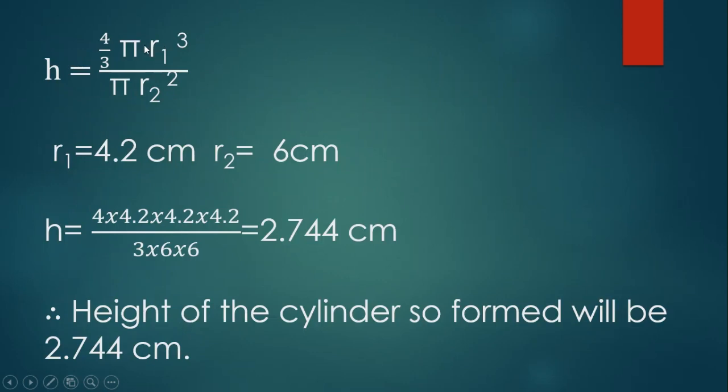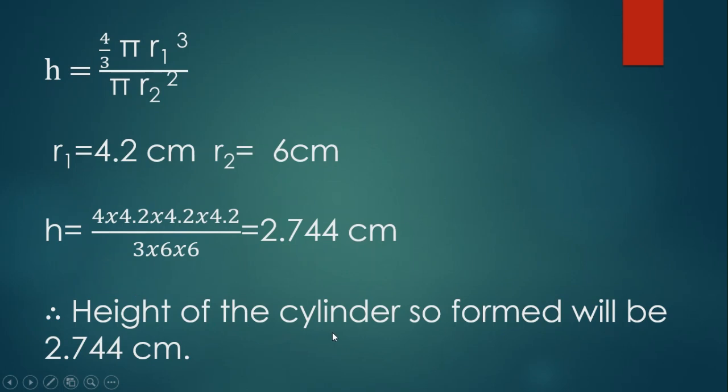Now pi and pi get cancelled, and r1 is 4.2 centimeters and r2 is 6 centimeters. It is given in the problem, so we are substituting all these values. So pi gets cancelled, the 3 comes in the denominator, so we can substitute the values here: 4 into 4.2 into 4.2 into 4.2, that means r1 cube, by 3 into 6 into 6, that is r2 square. So after simplification, h is equal to 2.744 centimeters.